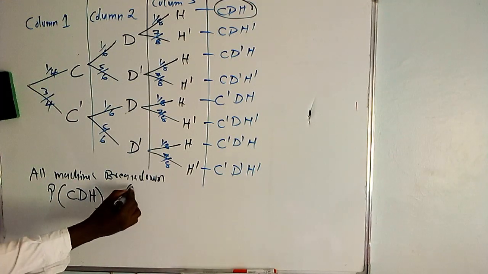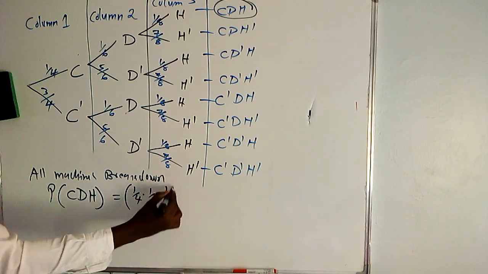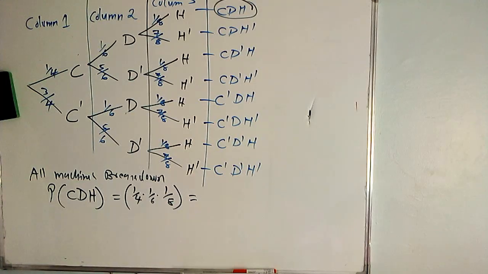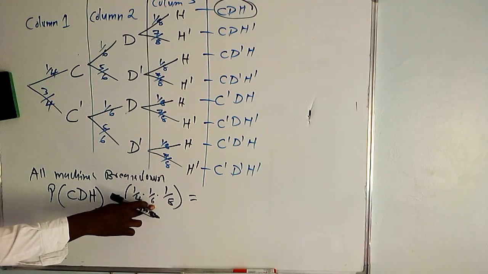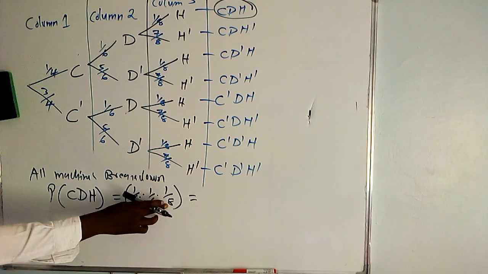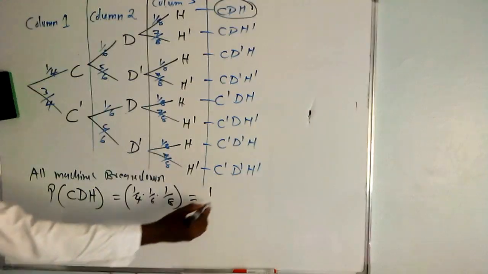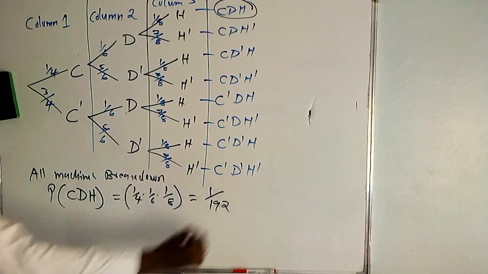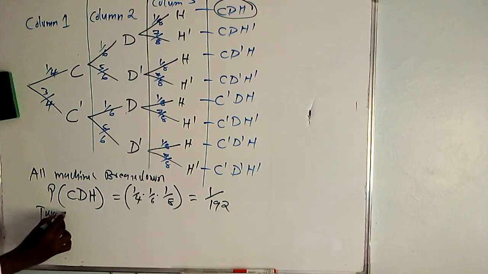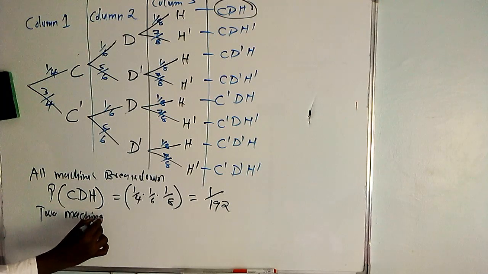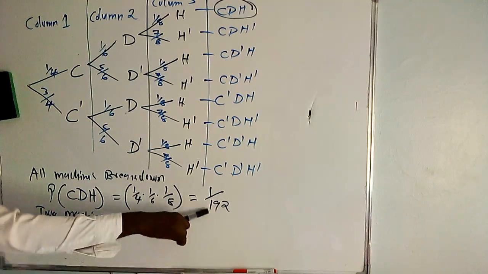Probability of CDH, you get C times D times H. We saw how that was coming about in independent events, isn't it? What do you have? C is 1/4, times D is 1/6, times H is 1/8. You just follow that route, isn't it? What have you found? 1/192. So the probability that all machines break down is 1/192.